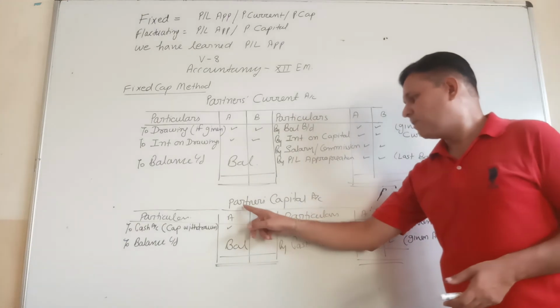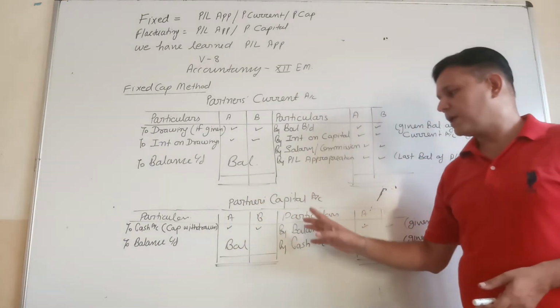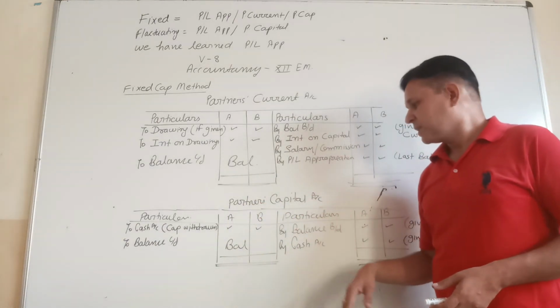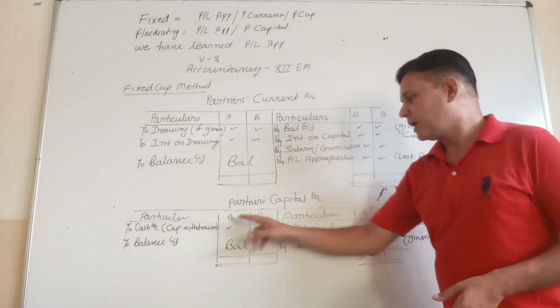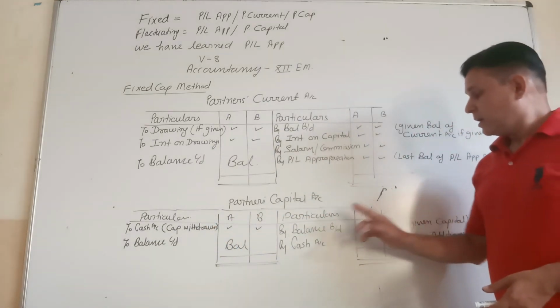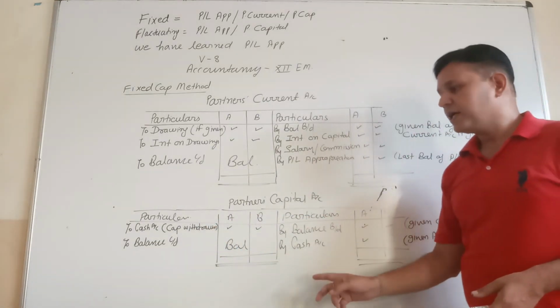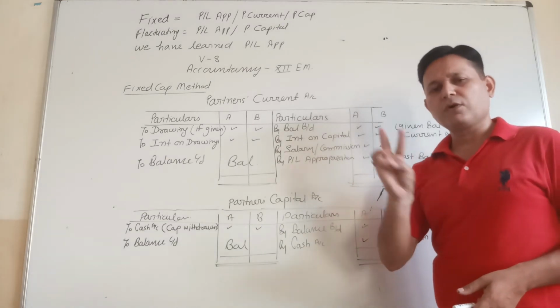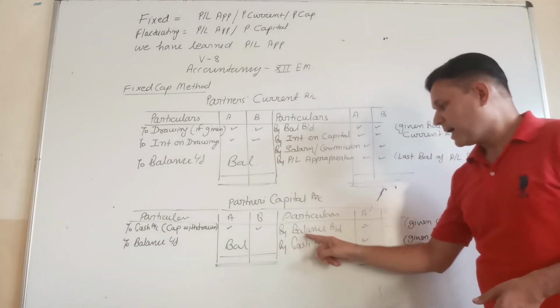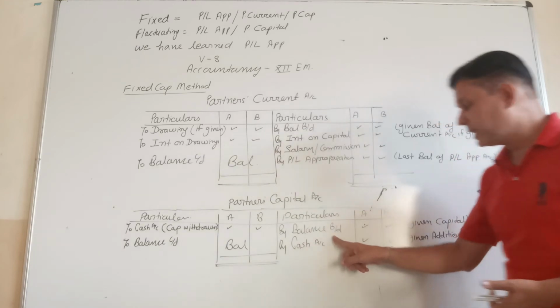The second one is the partner's capital account. The partner's capital account is very easy. The format will be the same, particulars A and B, particulars A and B. But you have to write here only 3 things. Number 1, by balance b/d. What is by balance b/d here?